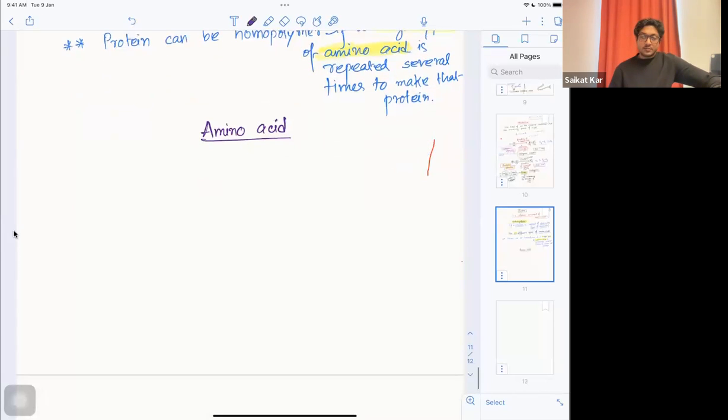What is amino acid? First we just see the chemical structure of amino acid. So the structure is very simple. There is a carbon, and in place of hydrogen, on one side there is COOH, on another side there is NH2, on one side there is hydrogen, and there is an alkyl group.